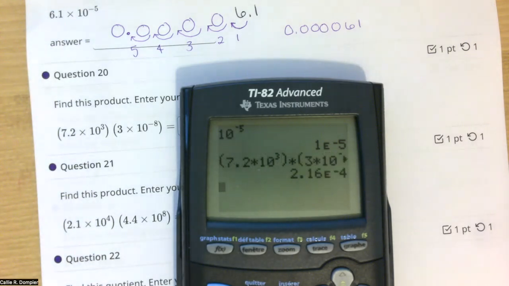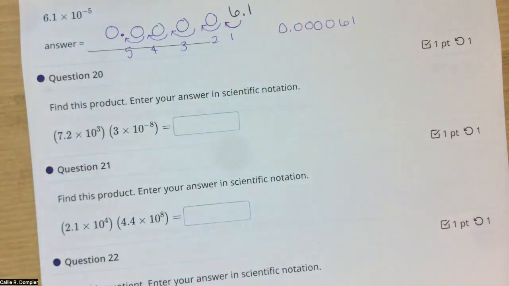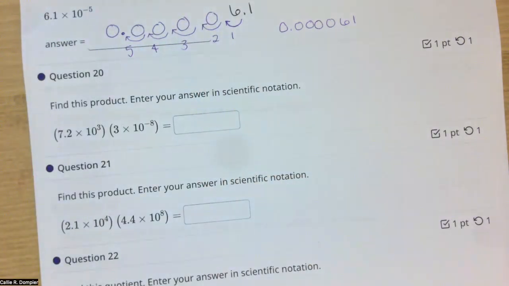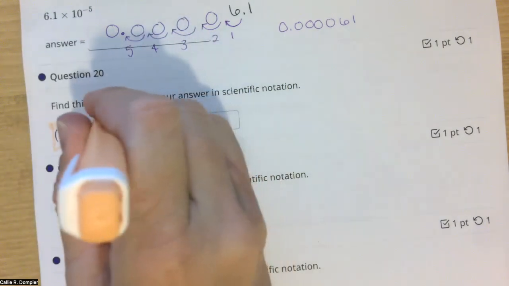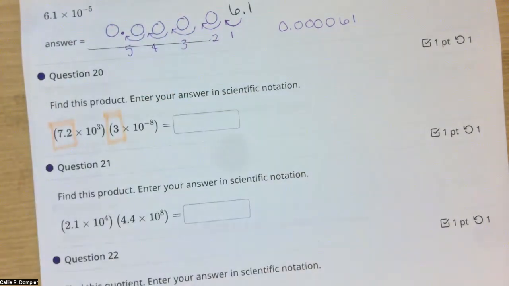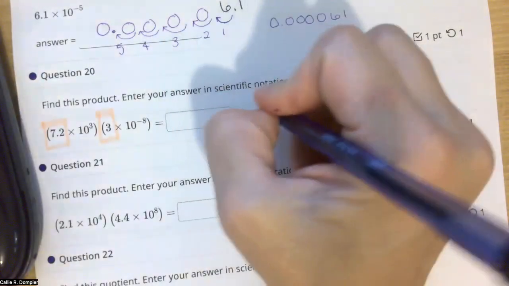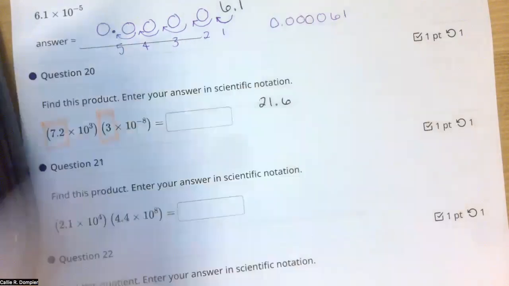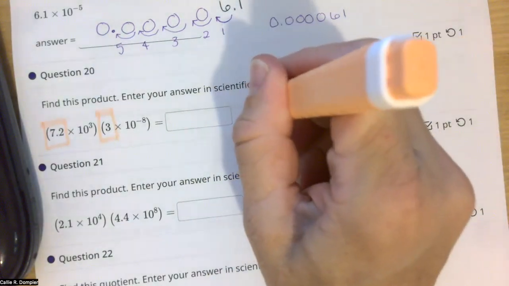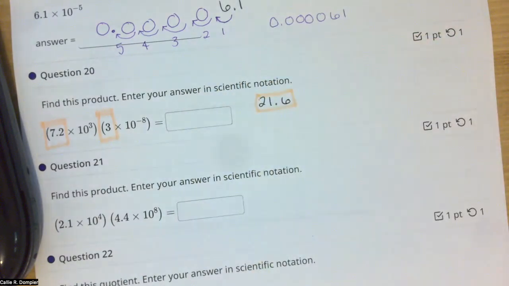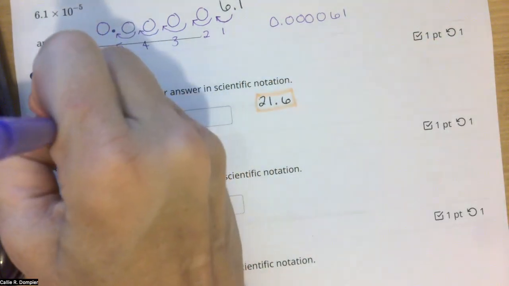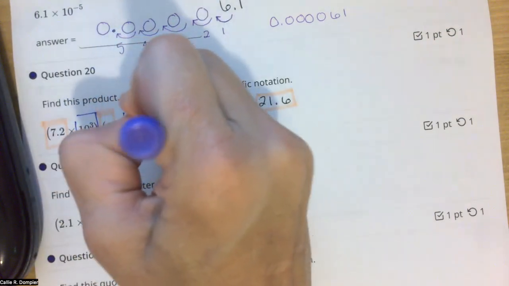So that would be 2.16 times 10 to the -4th. Or, okay, what you can do is you can multiply them separately. So you can take 7.2 and multiply it by 3 in your calculator. That's 21.6, right? And then you can say we have 10 to the third times 10 to the -8.